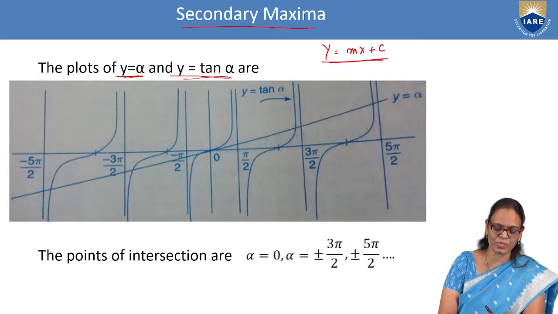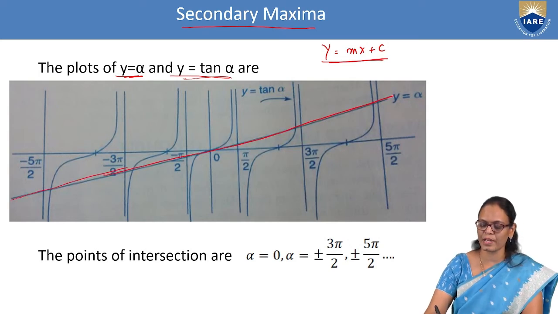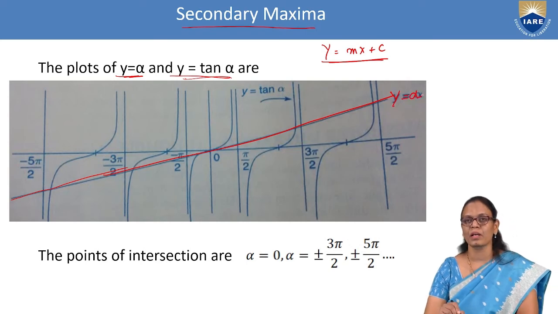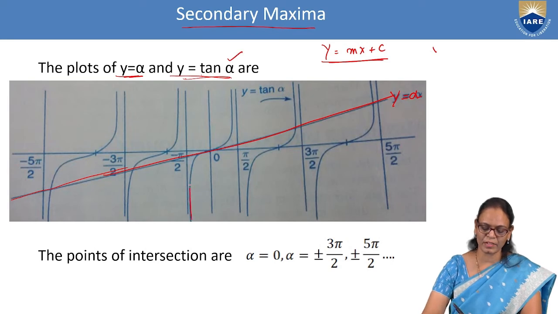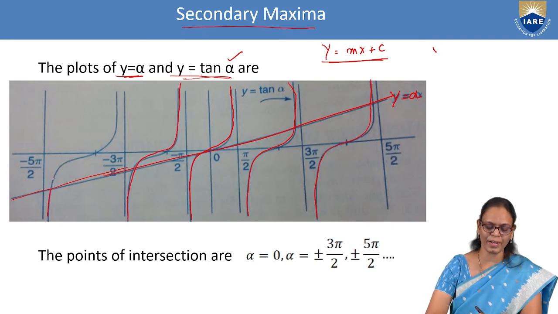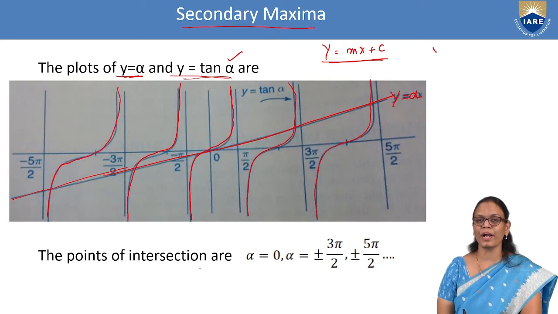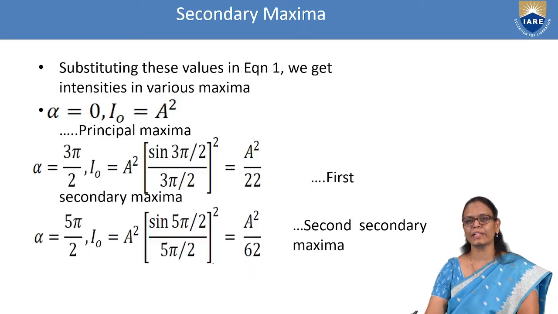So what we get here is a straight line. This represents y is equal to alpha. Now the graph for y is equal to tan alpha, we are getting the curves like this for different values. These are the curves for tan alpha. Now let us see the point of intersection of these. The points of intersection are alpha is equal to 0, 3 pi by 2, 5 pi by 2, plus or minus, and so on. These are the points of intersection.